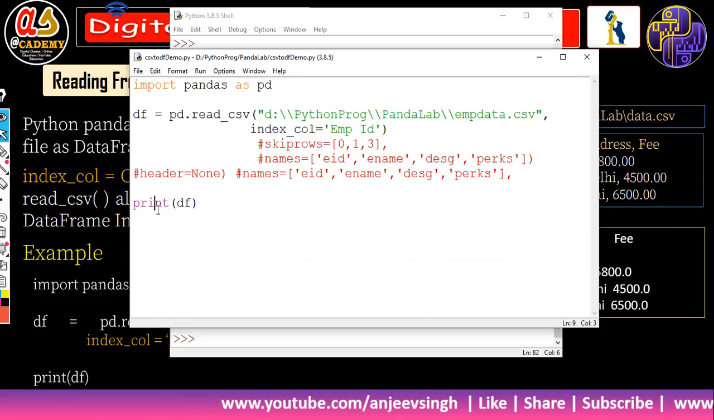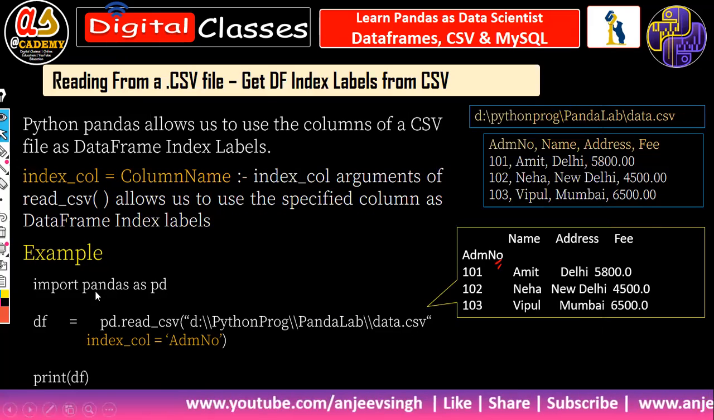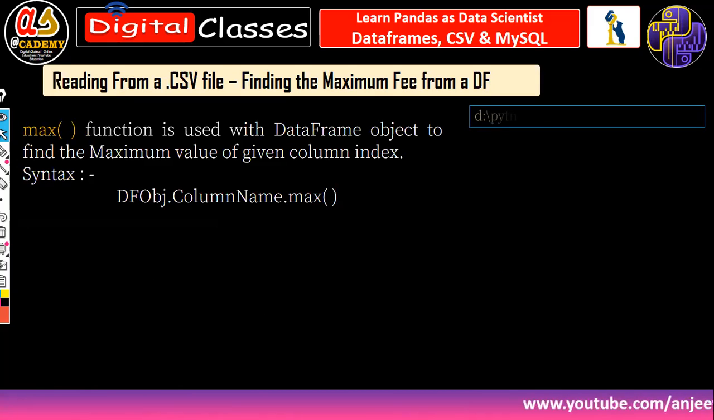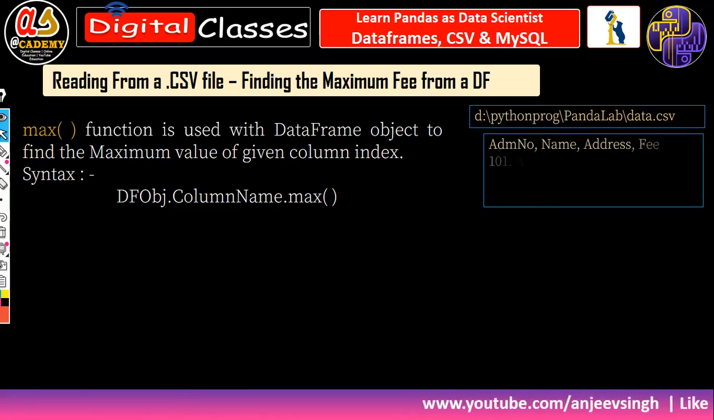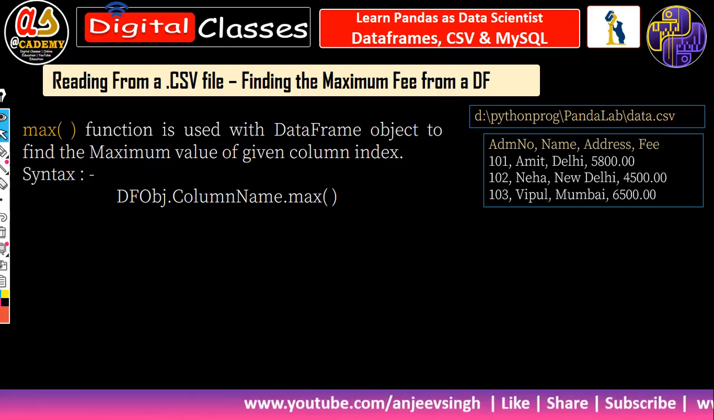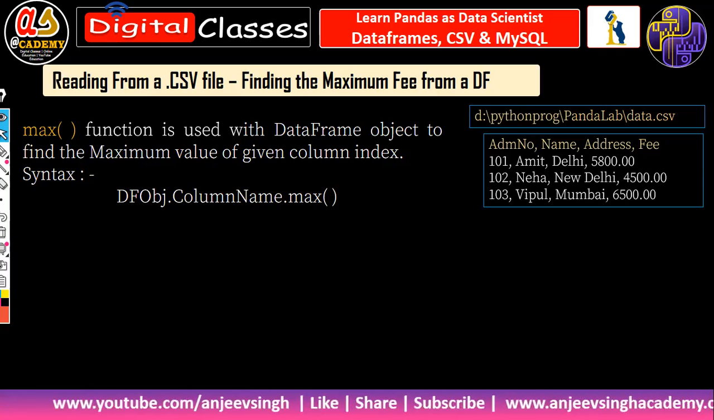If you want to use skip rows, you can use it, no problem. But names, I'm not going to use the names here. Okay, so now you got it. Now, finding the maximum fee from the data frame, because you have already read the information through the data frame, you are free to do any types of manipulations which you were doing earlier with the data frame.